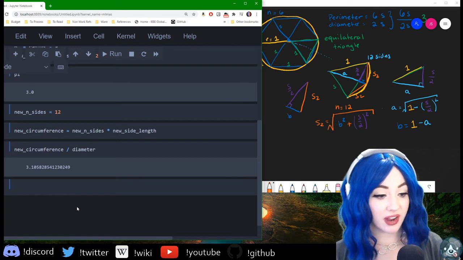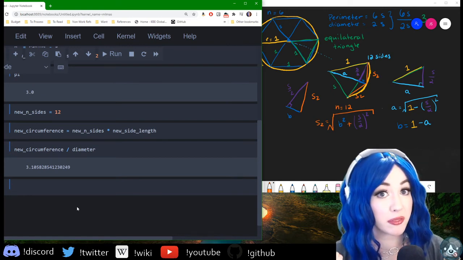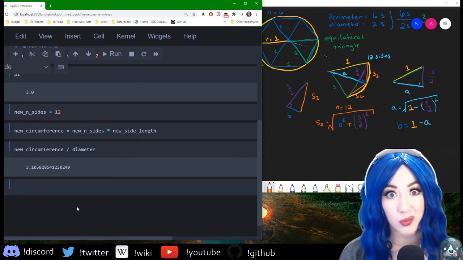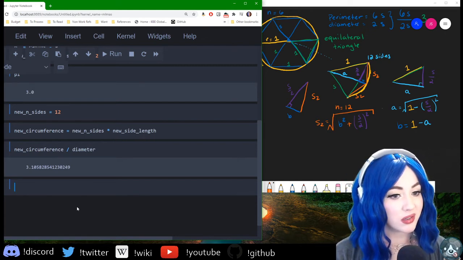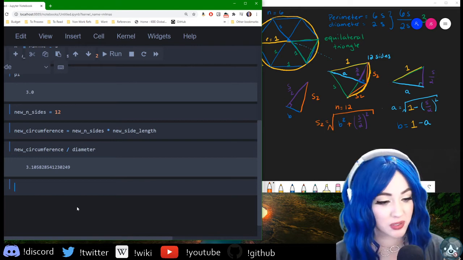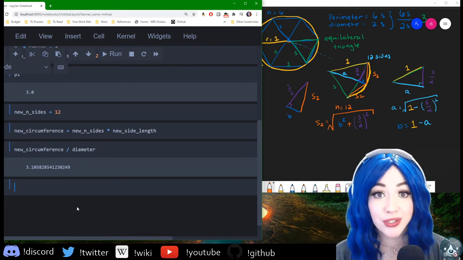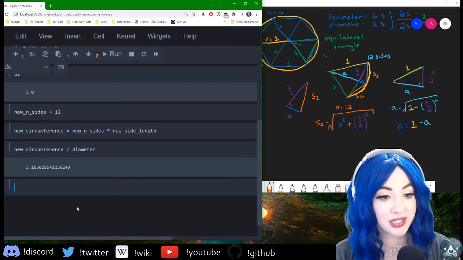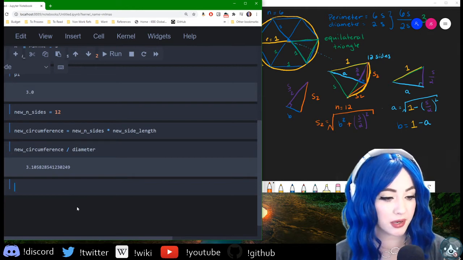So we've gone from 3 to 3.1, 3.11 if we're rounding, or 3.106 depending on how much we want to round. We're getting closer. We're approximating pi closer and closer.